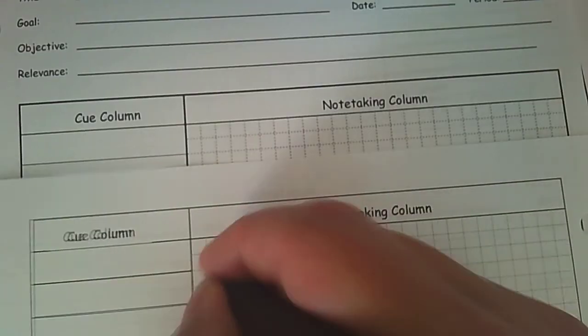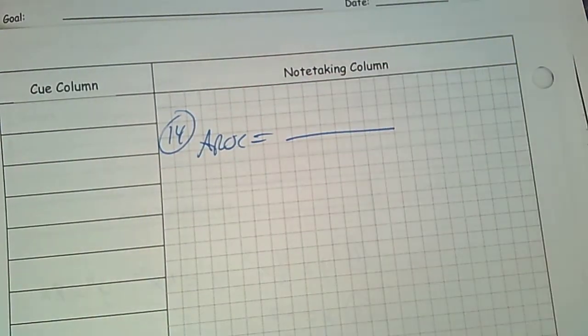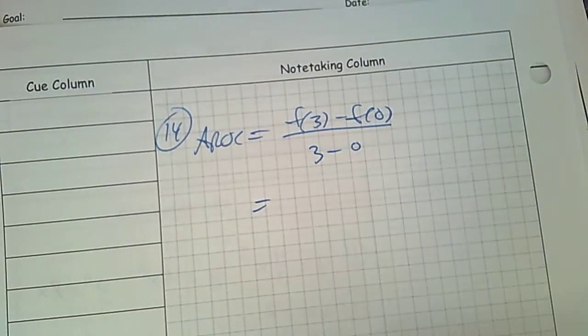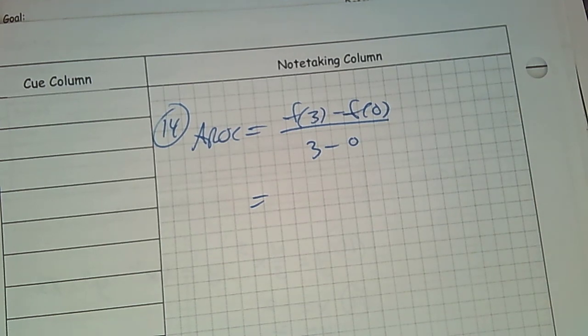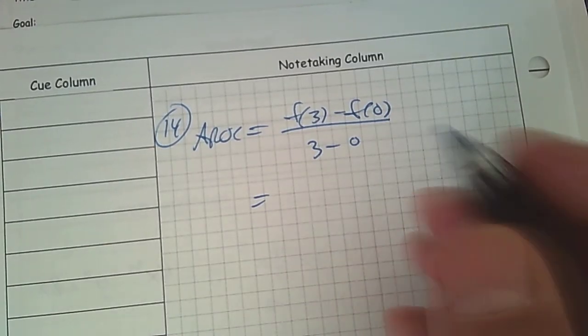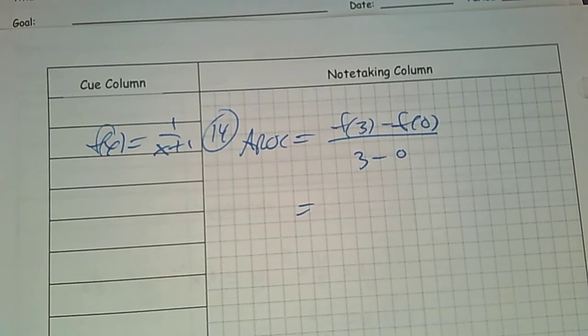14. Find the average rate of change. So AROC means algebra. So that would be f at 3 minus f at 0 all over 3 take away 0 to find the slope there. The function we're using is 1 over x plus 1.